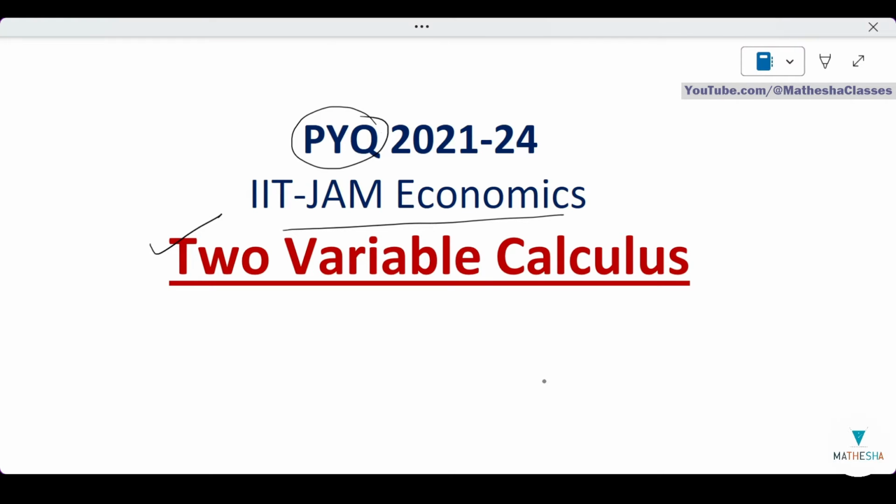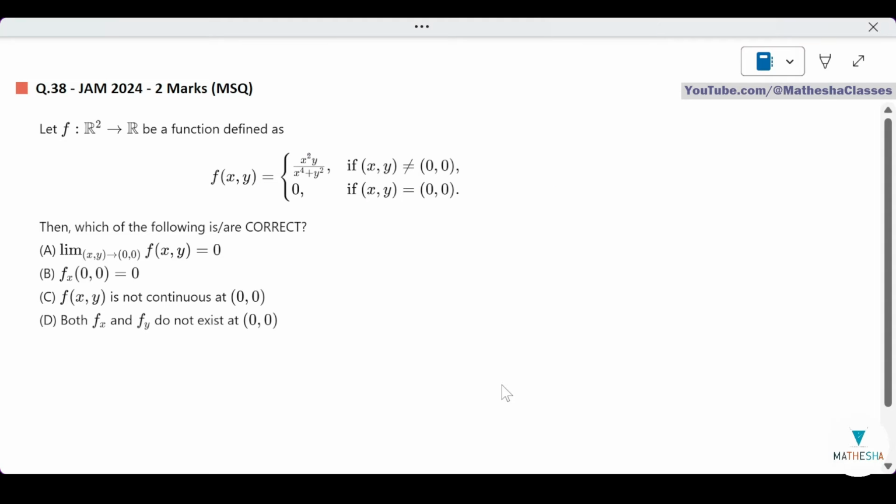So basically we'll not only discuss solution, we'll also talk about a short trick, a few tricks that will help you to solve this kind of question as well. So let us start. The first question is from 2024 जो एक 2 marks का question था और वो एक MSQ था. So more than one option can be correct in this way.